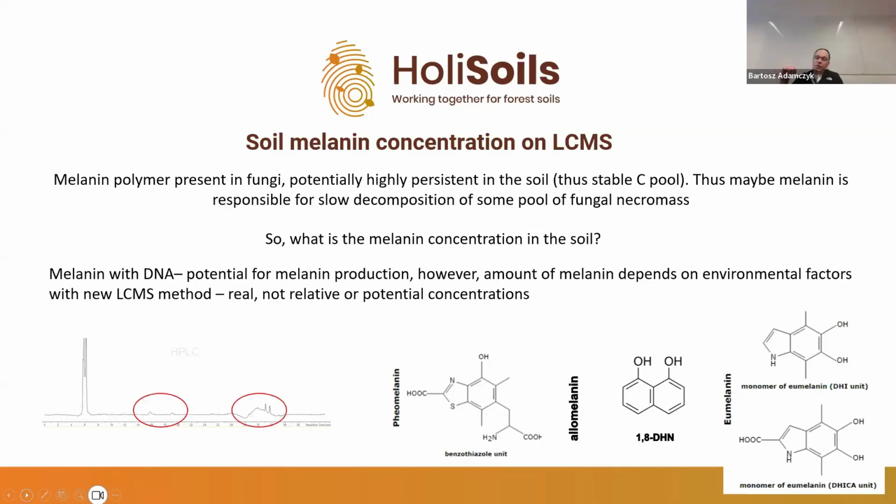Next one. So we figured out some method on LCMS to measure it. In the middle, that red ring in the middle of the chromatogram is showing you 2 peaks of eumelanin, and on the right, 2 peaks of allomelanin. It is typical soil from a Finnish forest on mineral soil. So as you can see, we were able to build up the method to quantify the concentration of these 2 types of melanin and also to find the difference between these 2 types of melanin. Next one, please.